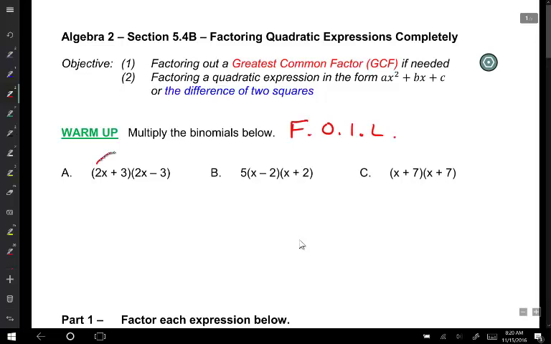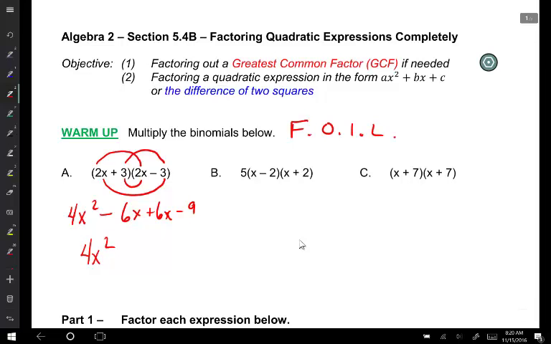So 2x times 2x is what? Somebody quick. 4x squared. Outside is how much? Negative 6x. Inside, plus 6x. Last, negative 9. All right, so 4x squared, what happens to our middle terms? They disappear. Okay, so we're left with 4x squared minus 9.